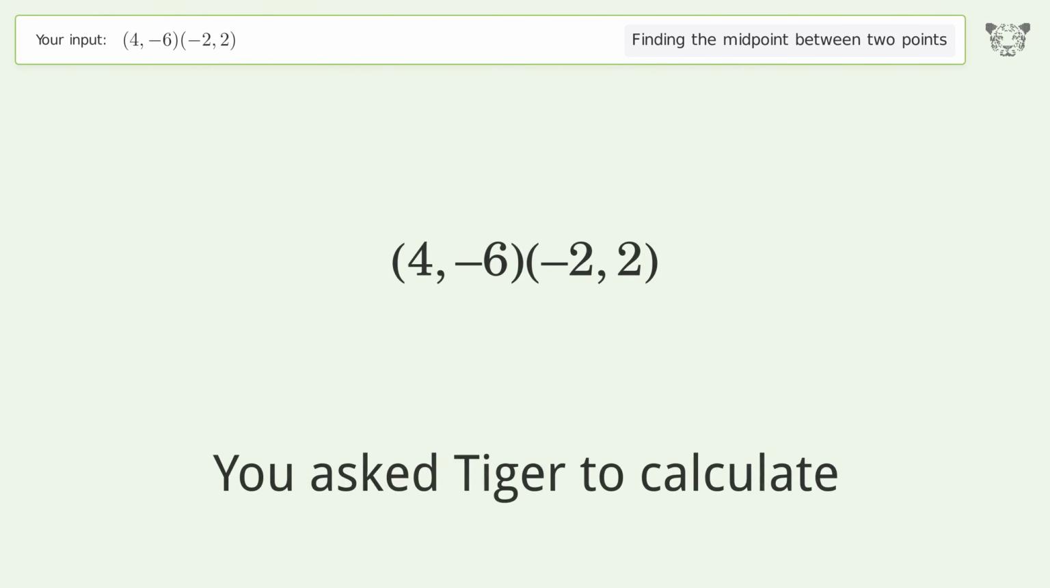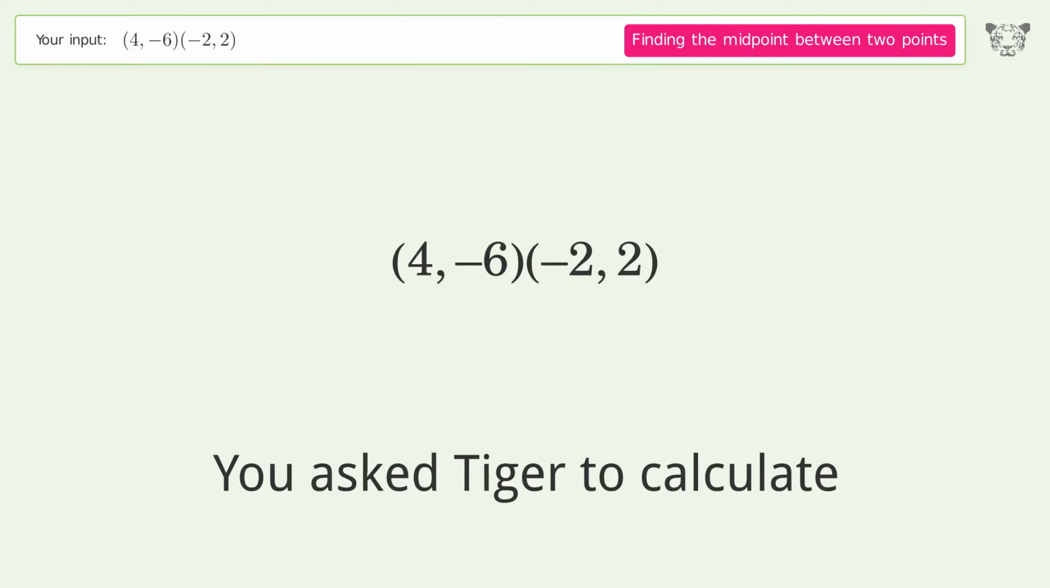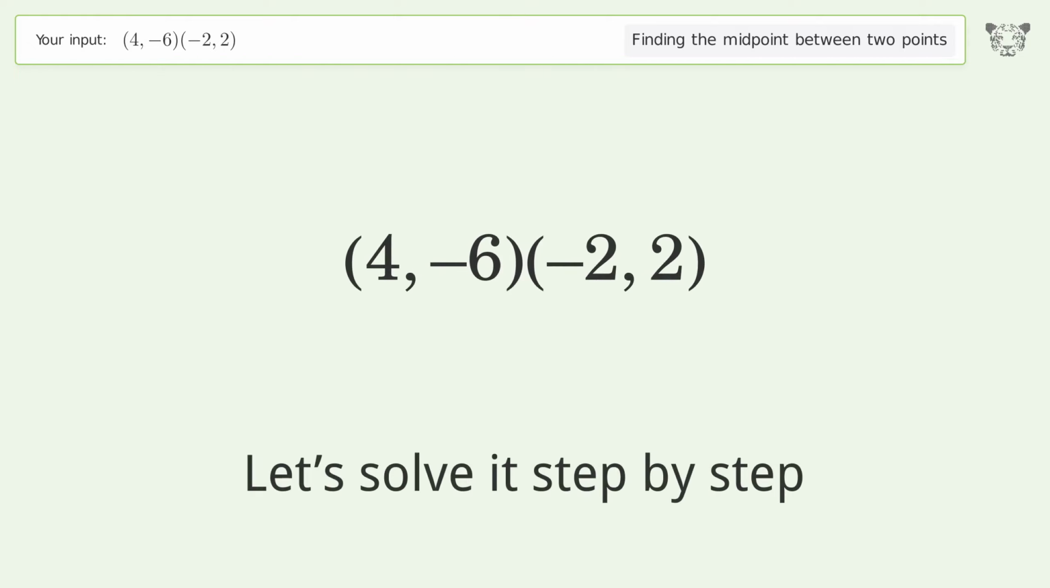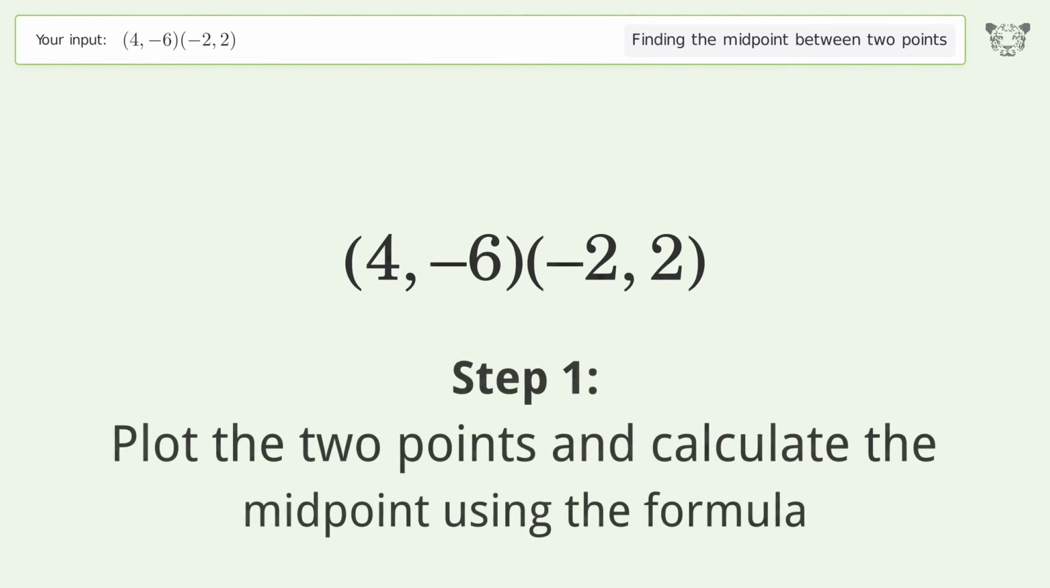You ask Tiger to calculate. This deals with finding the midpoint between 2 points. The midpoint between the 2 points is 1, -2. Let's solve it step by step. Plot the 2 points and calculate the midpoint using the formula.